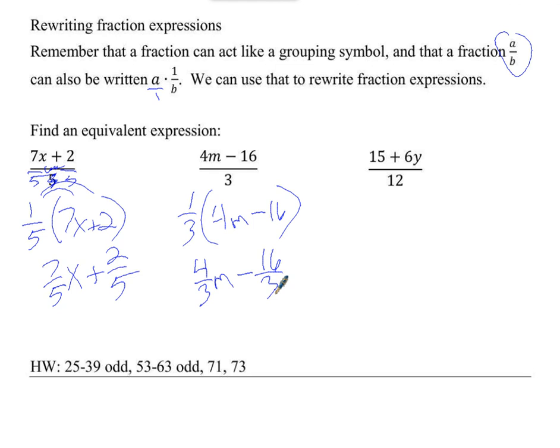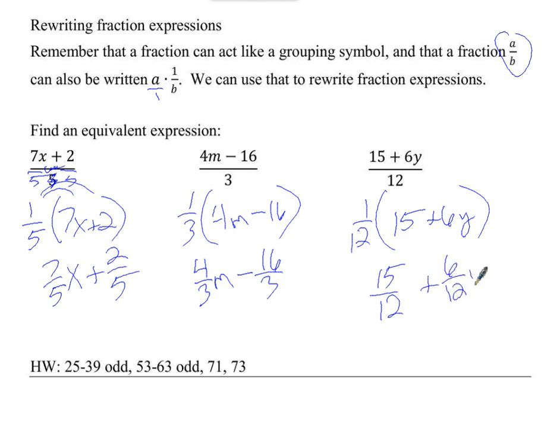How about the last one? What do we do? 1/12 times. All right. And wow, that's supposed to be a 12. Okay, now what? 15/12 plus 6 over 12, and I'm going to write the y like that, which is exactly the same as 6y divided by 12. All right, these are the same. Okay, is that my answer?